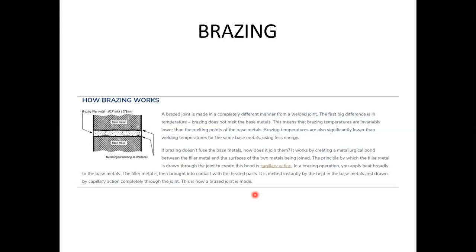Spelter material we are using, and these are the two metal pieces. This is the one metal piece. This is the another metal piece. These two will be joined. These are to be joined by using a brazing process.